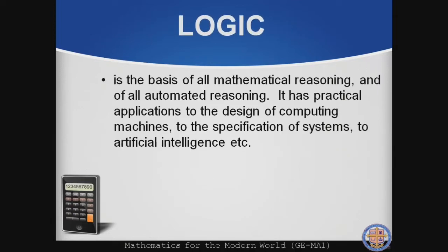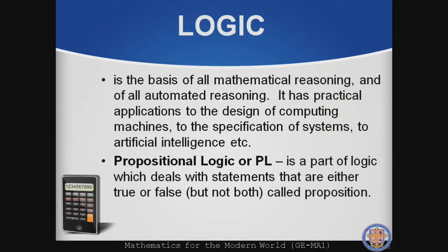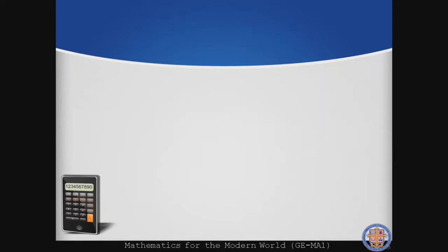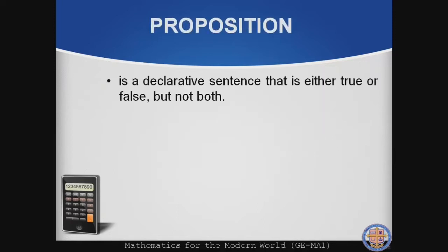Logic. It is the basis of all mathematical reasoning and of all automated reasoning. More likely, logic is being used by computer science, but all of us should possess a logical mind. So propositional logic, or PL, is a part of logic which deals with statements that are either true or false, but not both, called propositions. Okay? So what is a proposition? It is a declarative sentence that is either true or false, but not both.